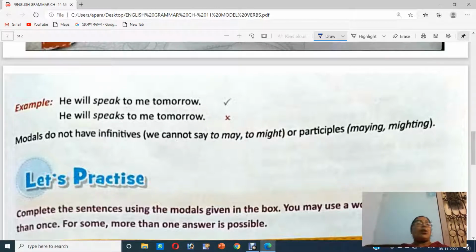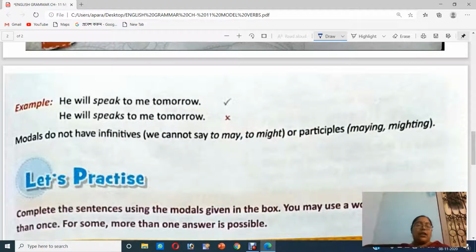So modals do not have infinitives. Okay, we cannot say to may and to might. No infinitives are used. Even participles are not used. Ing, never. Mayting, mighting, oughting, never.